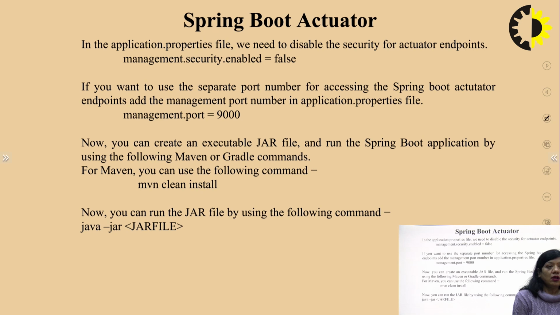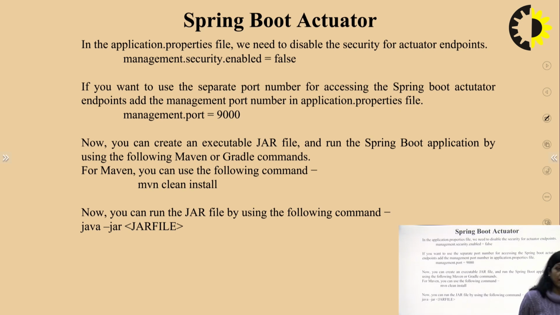In the application.properties file, we need to disable the security for actuator endpoints by the syntax management.security.enabled equals false. If we want to use a separate port number for accessing the Spring Boot actuator endpoints, add the management port number in the application properties file, and the syntax would be management.port equals 9000.